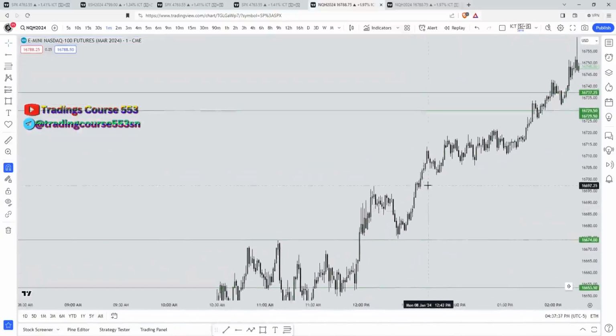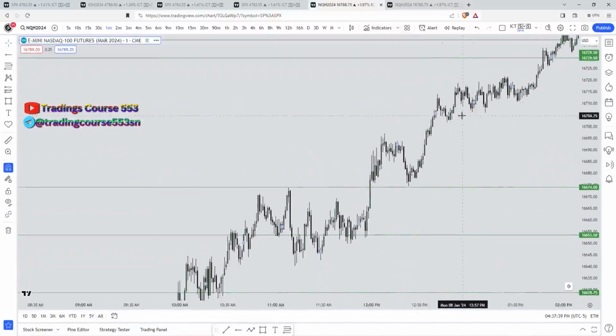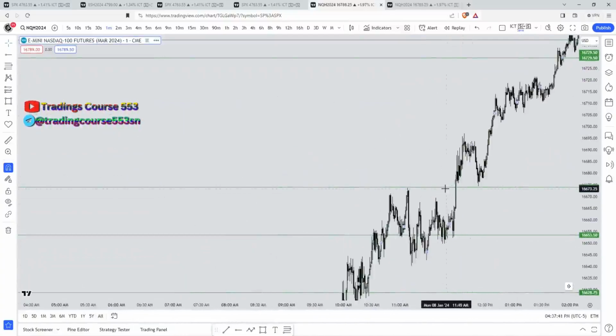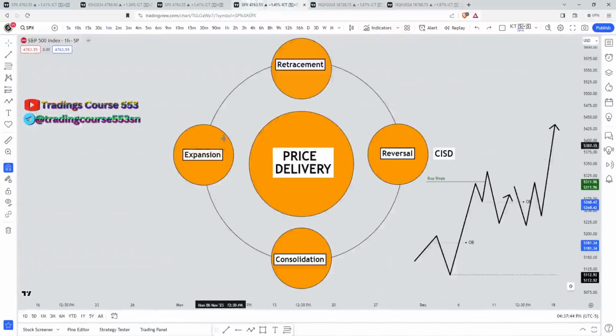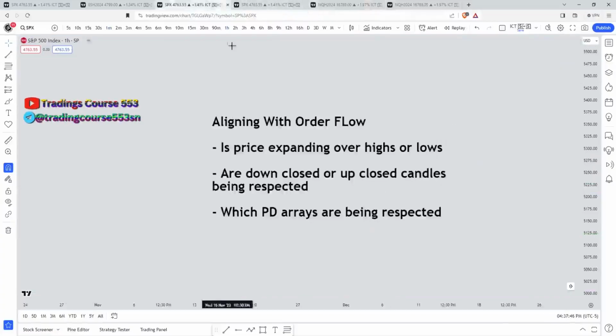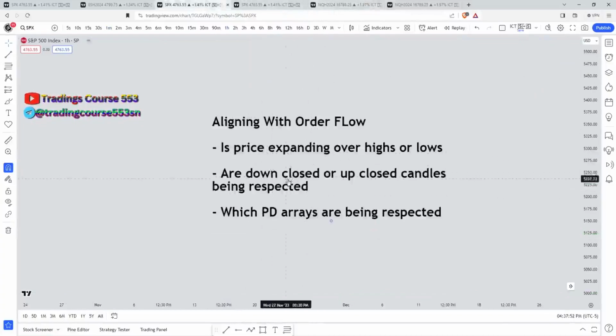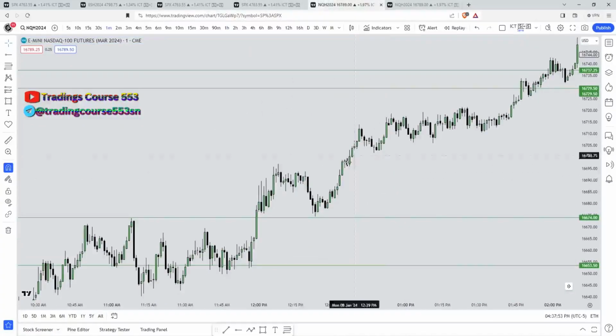And this is going to happen sometimes. In here, we do get a setup later in the afternoon because price takes out buy side. And what is it doing? It's expanding over the buy side. So what is that telling us? It's telling us that order flow is still likely bullish because it's expanding over highs and down close candles are continuing to be respected.